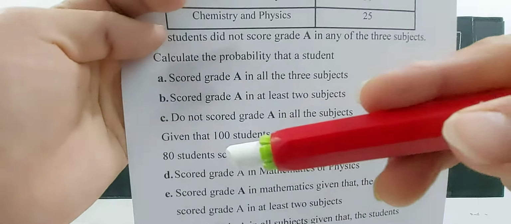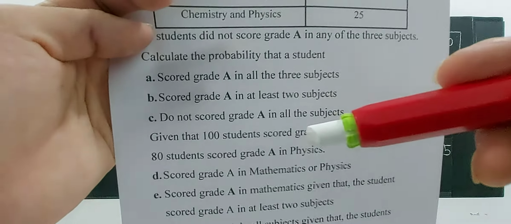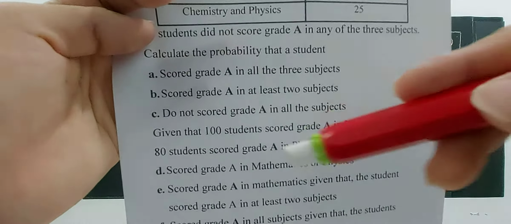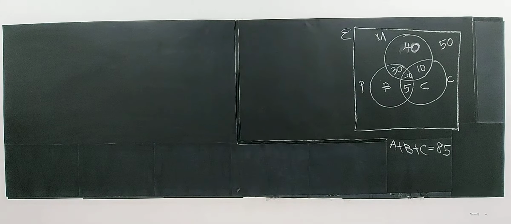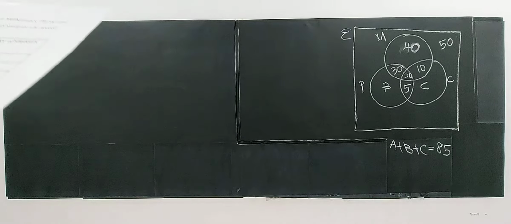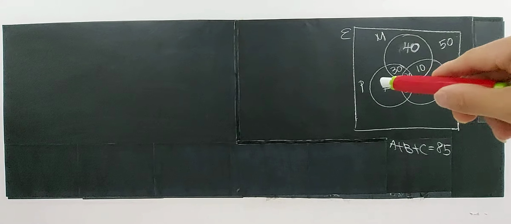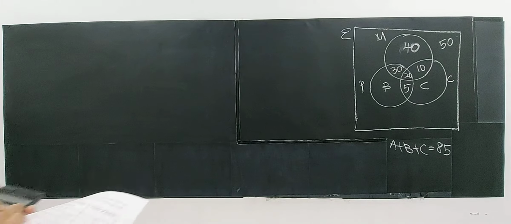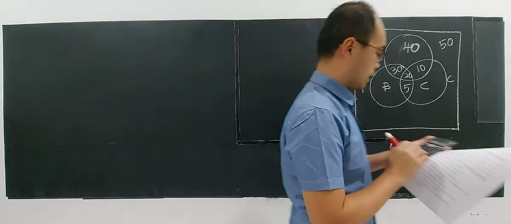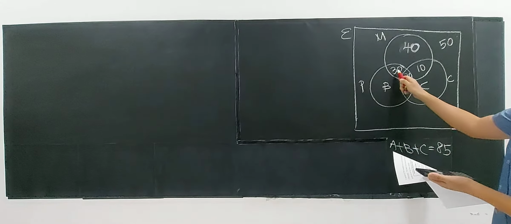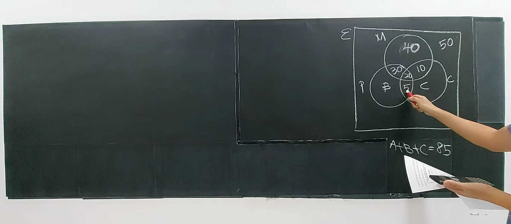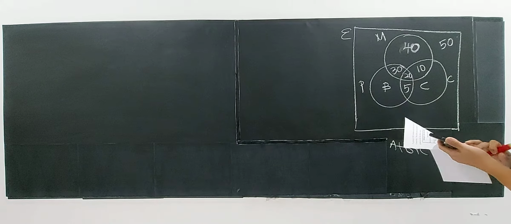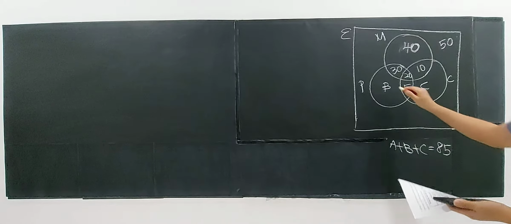Later on, they give another piece of information: 80 students score grade A in physics. So the total of everything here must be 80. We take 80 minus the 30, 20 and 5, which is 55 of them. Okay, 55. So we have 25.